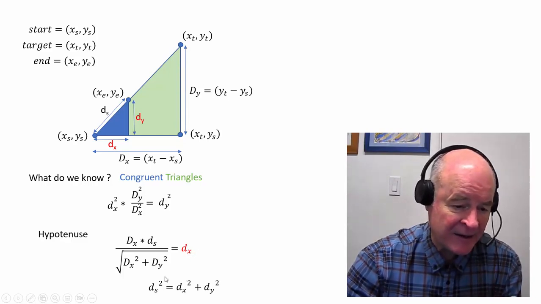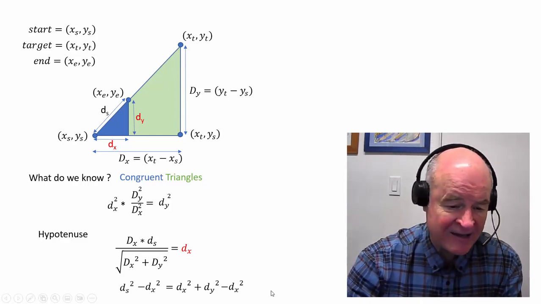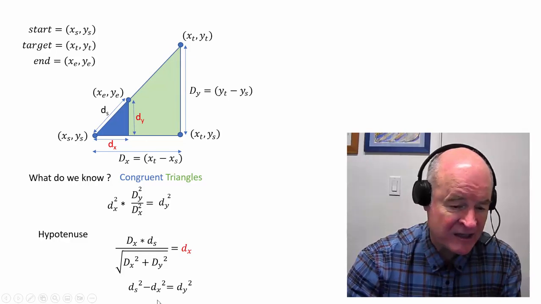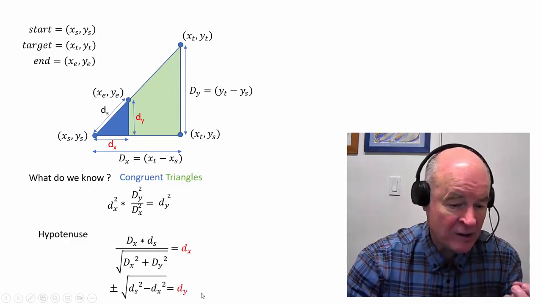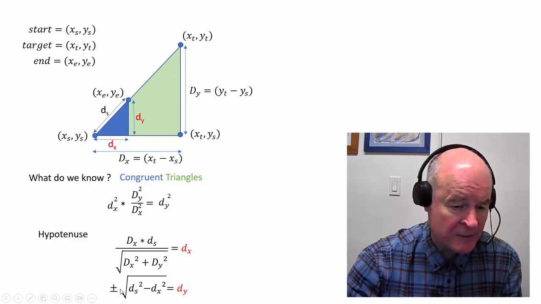And then I go back to my equation for the hypotenuse, and I can subtract dx squared from both sides. And then dx squared minus dx squared, of course, is 0. And so I just get dy squared. And then I can take the square root. And so I know that dy is the square root of ds squared minus dx squared. But when you take the square root, you don't know if it should be plus or minus.